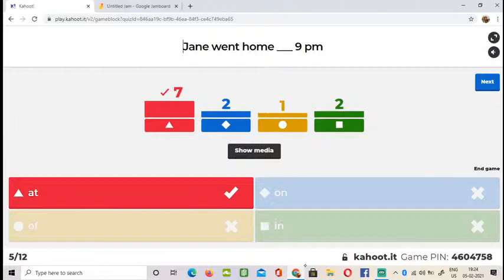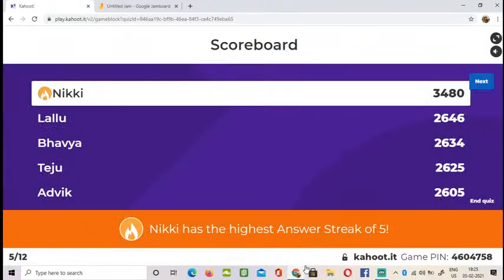If you see the triangle trick, at is so narrow, so we will mention time. So I hope you got it. Now let's see the scoreboard. There is no change in the scoreboard except for Teju and Bhavya. They have interchanged their positions, and Nikki has the highest answer streak of 5. That's very good, Nikki. So now let's move on to the next question.